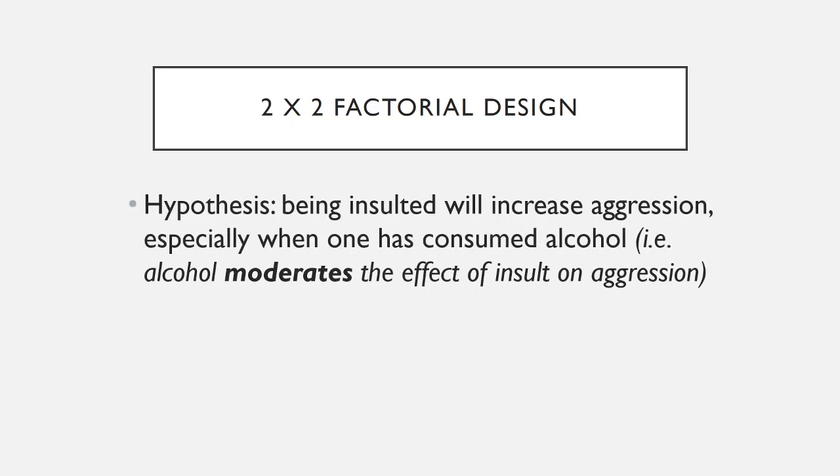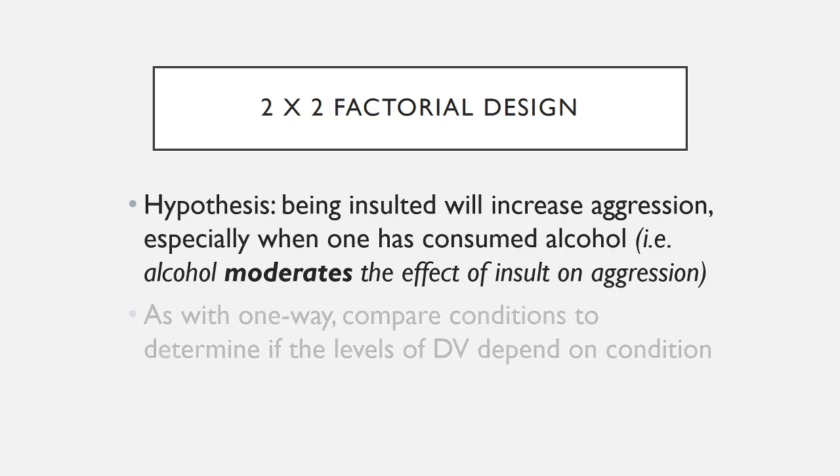So maybe my prediction, and the reason why I want to do a 2 by 2 factorial design in the context of this research question, is maybe I predict that being insulted will increase aggression, but especially so when someone has consumed alcohol. So again, think about why this is another example of moderation. It's a different way that moderation can be evaluated using group differences as opposed to correlations, but it is moderation nonetheless, because the idea is that two factors come together to predict the outcome of your dependent variable.